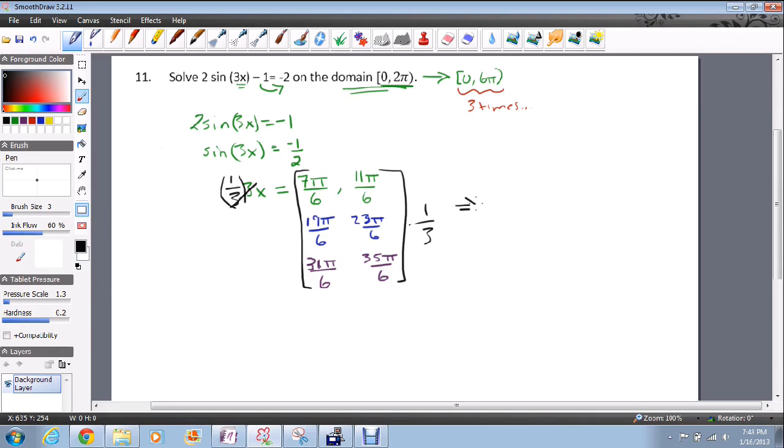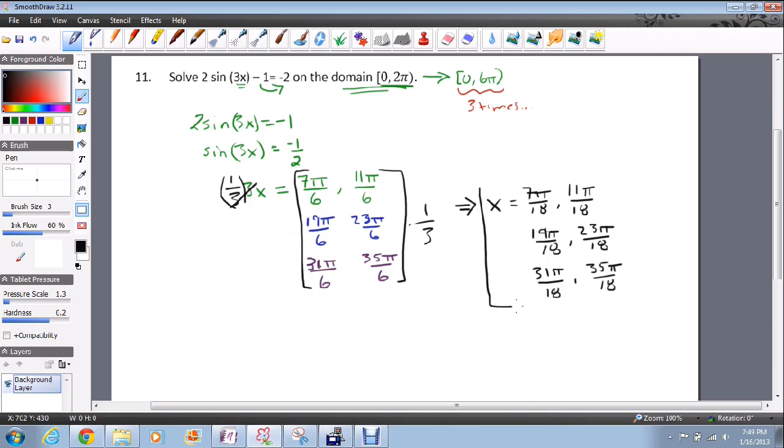So anyways, when we multiply each one of these values by 1/3, we get x is equal to 7 pi over 18, 11 pi over 18, 19 pi over 18, 23 pi over 18, 31 pi over 18, and 35 pi over 18. So here are all of our values for x. So not very difficult, just a little tedious with these end steps because, again, we have to go around the circle 3 times.